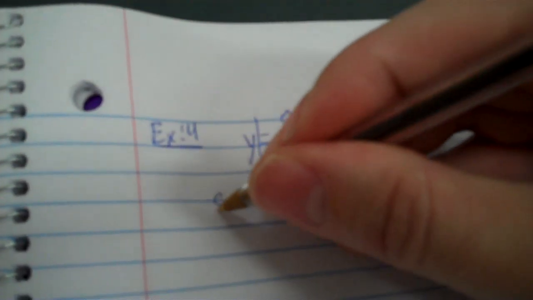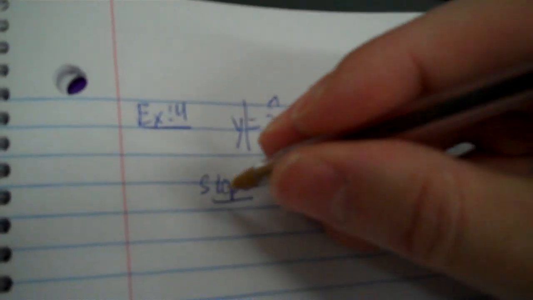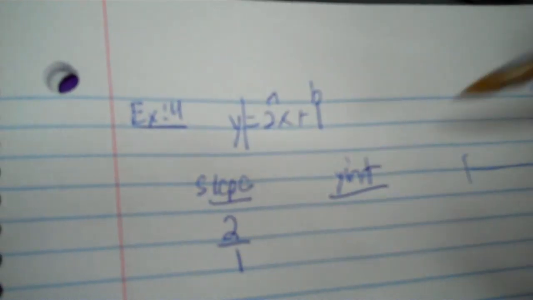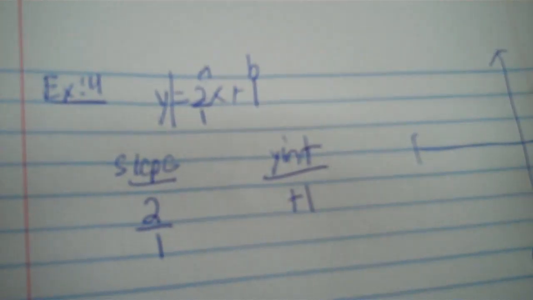Okay, example 4. Y equals 2x plus 1. So M, B: slope, y-intercept. Remember, M stands for slope, B stands for y-intercept. So the slope is 2, so that's 2 over 1. Always put a 1 under that if you don't have it. Your M should be a ratio, a fraction. Plus 1 is your y-intercept, so on the y, you're going plus 1, so right there.